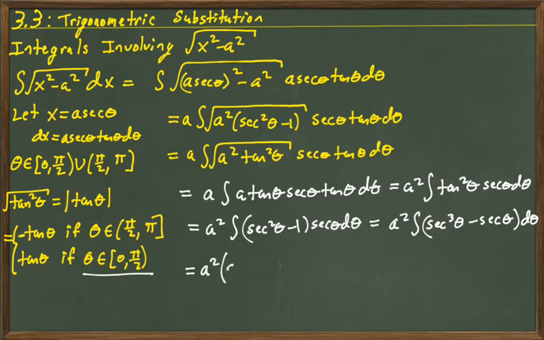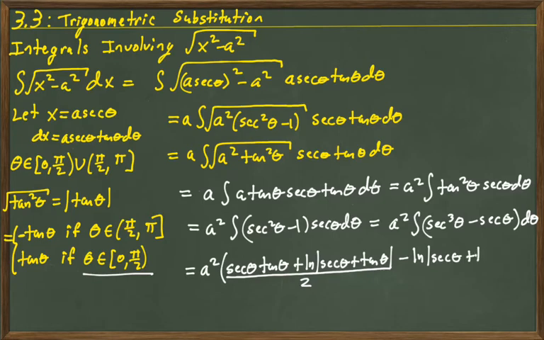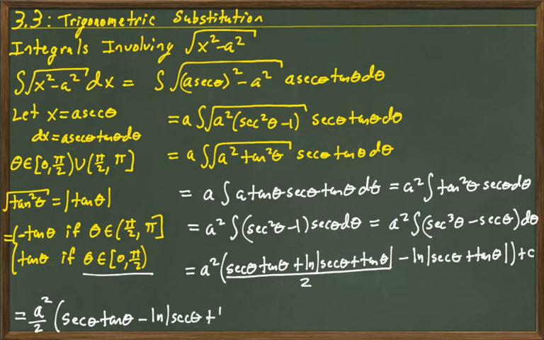So this is going to be a squared, and then the secant cubed is going to be secant of theta, tangent of theta, plus natural log absolute value of secant of theta plus tangent of theta, all over 2. And then the secant integral is natural log absolute value of secant of theta plus the tangent of theta, and then plus c. Okay, so this is going to be a squared over 2, so we're going to slide out the 2. And so we'll have secant of theta, tangent of theta, minus the natural log of the absolute value of the secant of theta plus the tangent of theta, and then plus c.